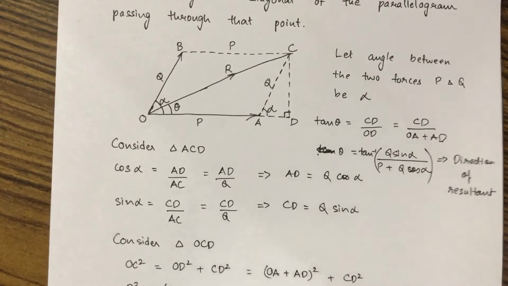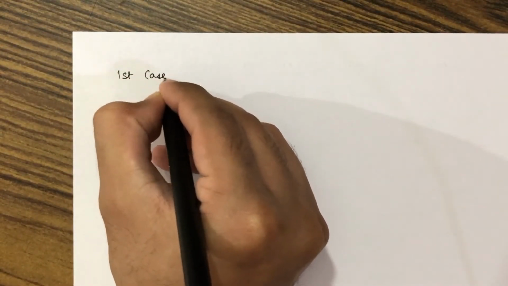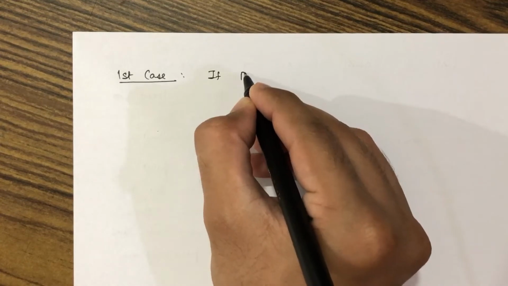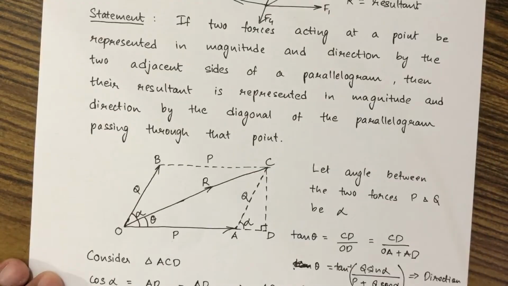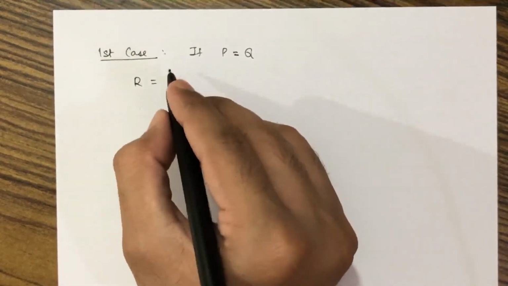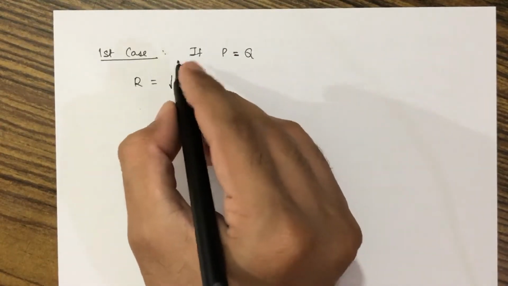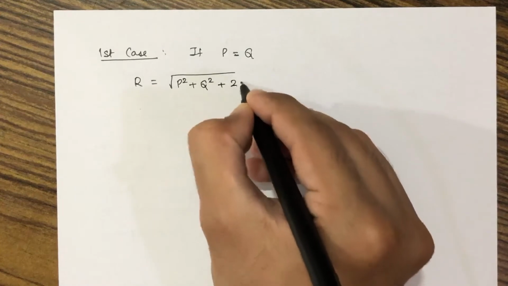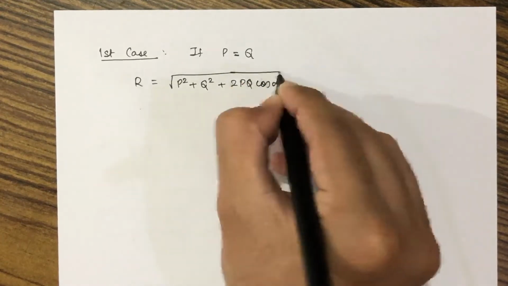Now, two cases may arise. First case is if both the forces P and Q are equal to each other. Like here these two forces are there, P and Q. If both P and Q are equal to each other, then what will happen? Resultant R is equal to square root of P square plus Q square plus 2PQ cos alpha.